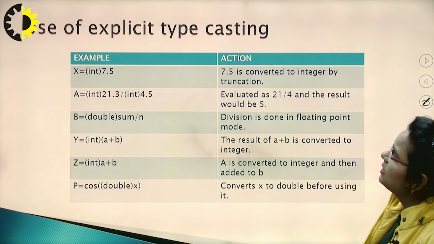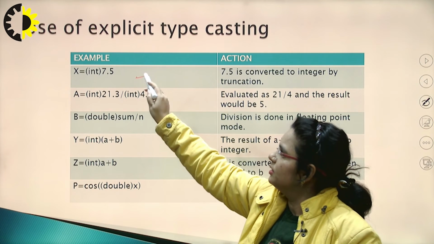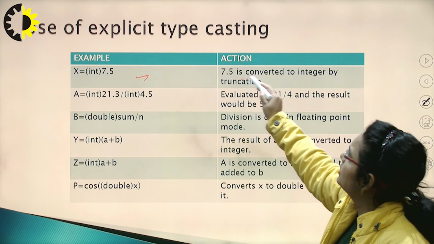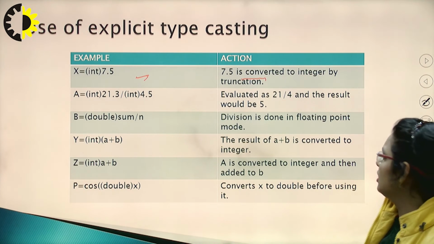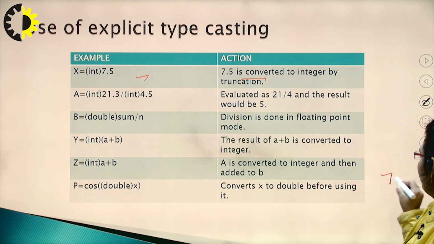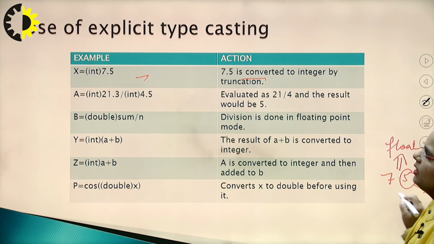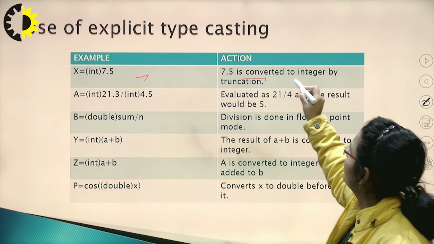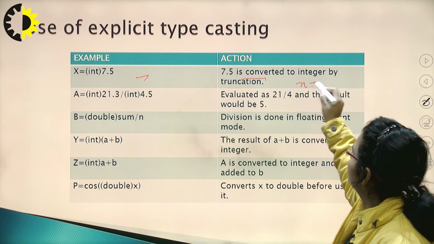There are some uses. Let us take an example. Here the variable x is equal to int 7.5. First of all, this 7.5 value is converted to integer type, and this is known as truncation. See, this 7.5 is of a higher data type. It is of float type, and this value is truncated, and only the integer part would be saved. So x has the value 7.5 converted to integer by truncation. So now x would have 7 only.